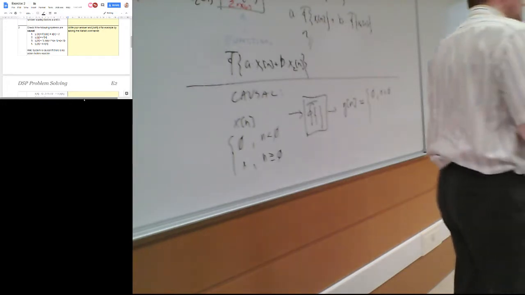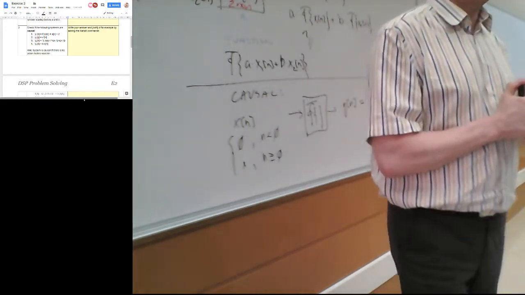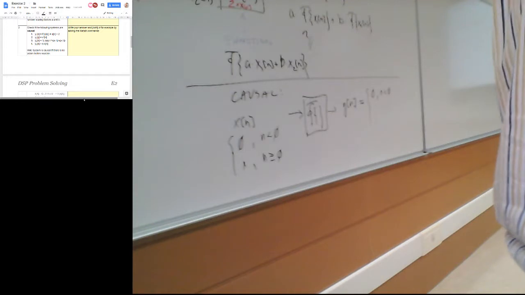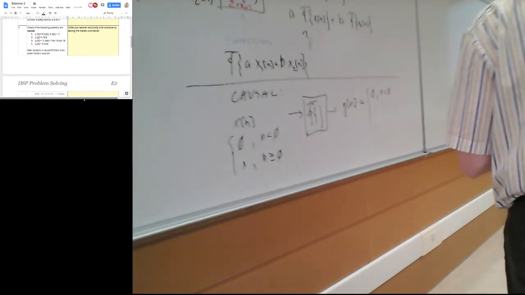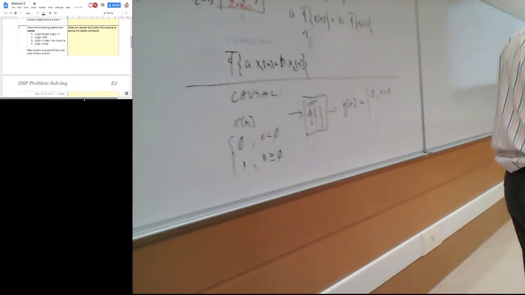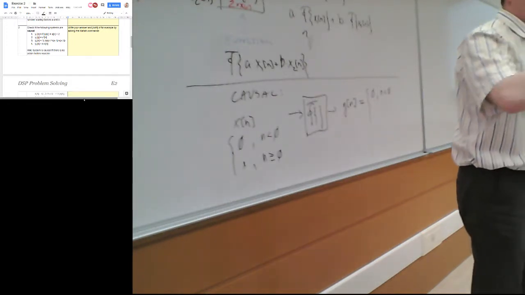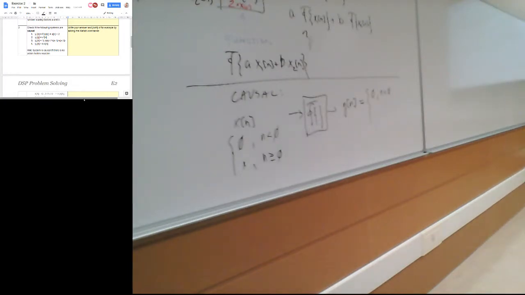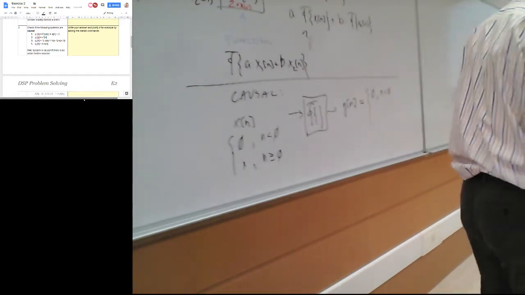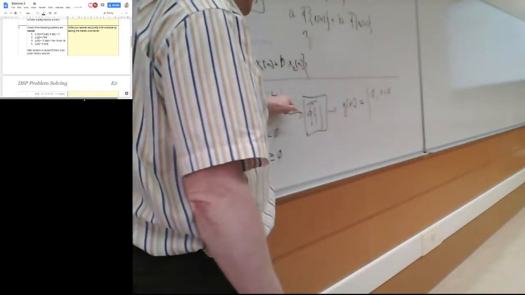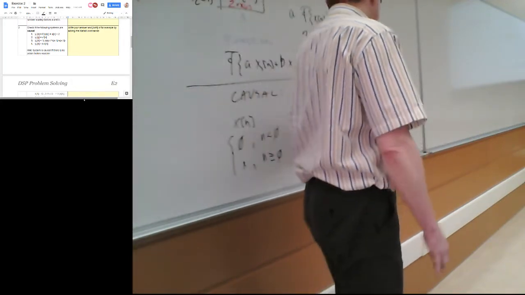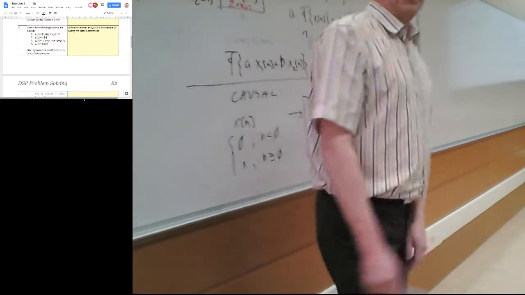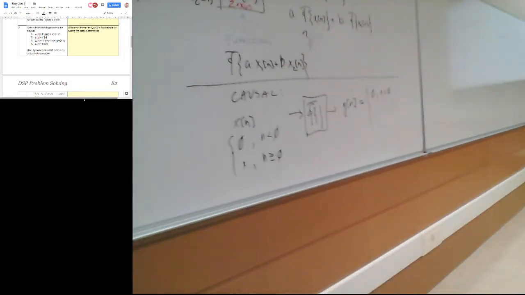Humans are not causal systems. We can think about 5 minutes ahead of us, or maybe 1 week ahead of us. We can make plans, but a causal system is kind of a dumb system that just reacts to whatever comes in. Okay.